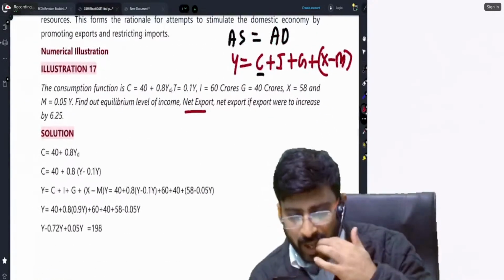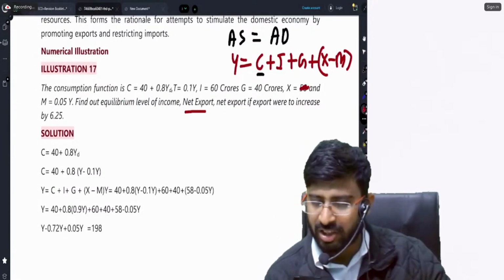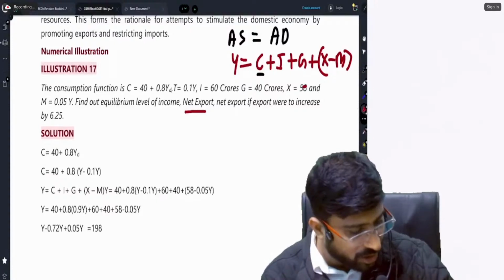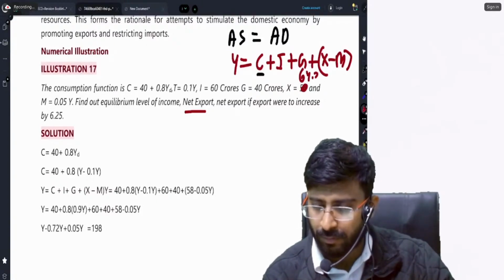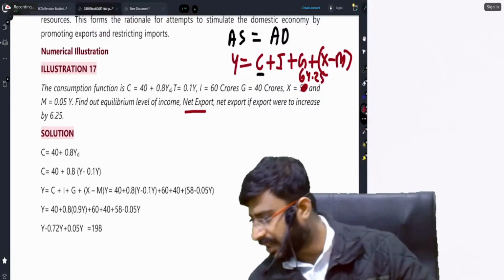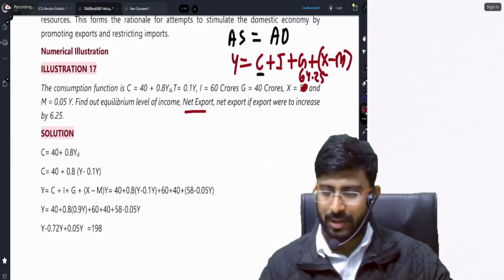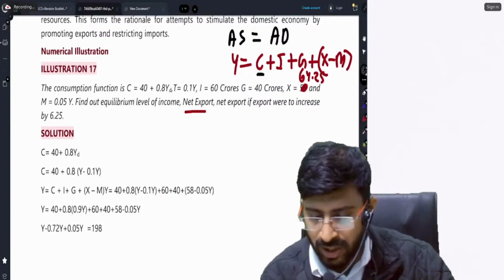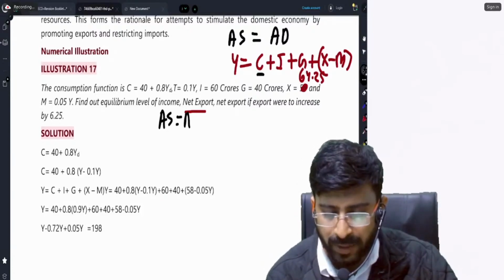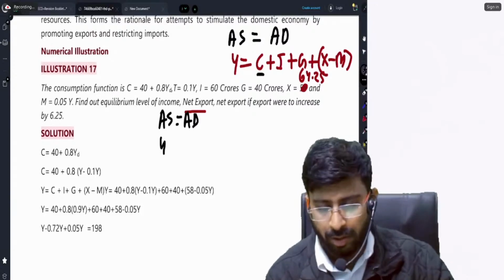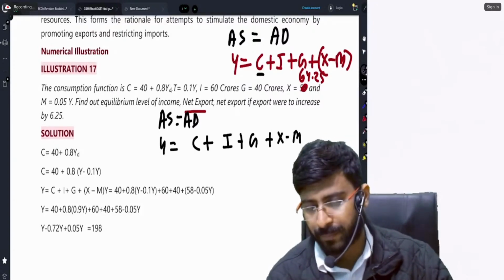Okay. So now this export value is not 58. It has increased by 6.25. So it has become now 64.25. Okay. Agreed? Yes, sir. Now to begin with, I would say aggregate supply is aggregate demand. Y equals to C plus I plus G plus X minus M.